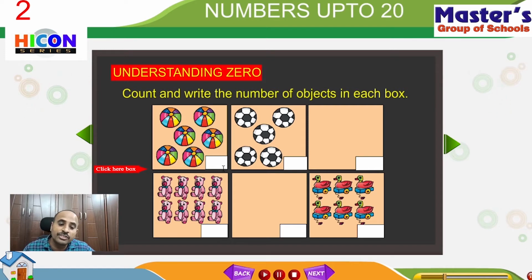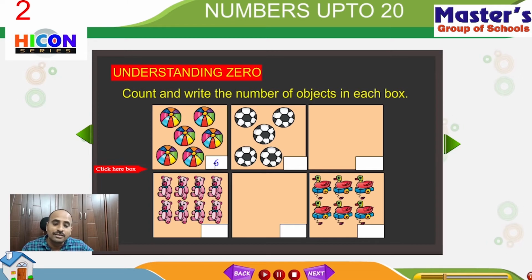Let us see the first box. What are you observing in the first box? There are some balls present in the first box. How many balls are there? Let us count. This is the first ball. 1, 2, 3, 4, 5, 6. Children, there are a total of 6 balls. The number 6 can be written like this. This number is called 6.